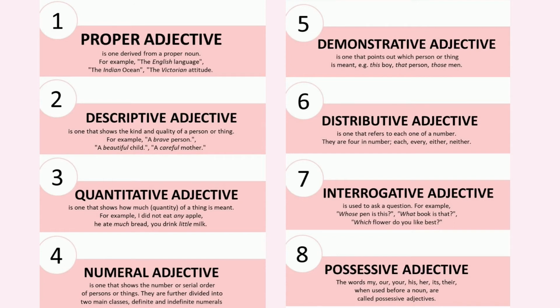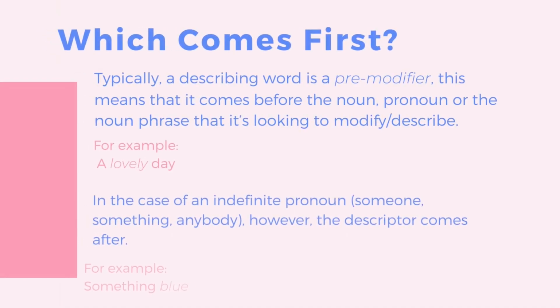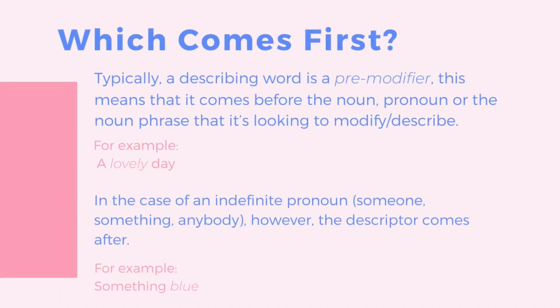Now that we have the types of adjectives covered, let's study where to place an adjective. Now typically, a describing word is a pre-modifier. This means that it comes before the noun, pronoun, or the noun phrase that it is looking to modify or describe. As an example, a lovely day. The adjective lovely is placed before the noun day that it wants to describe.